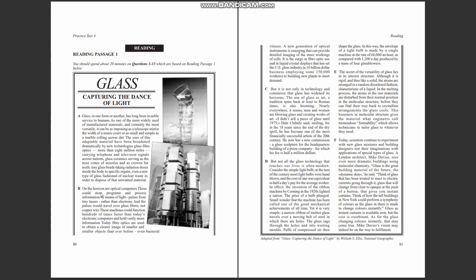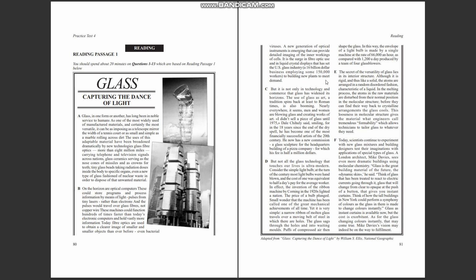So paragraph B says, on the horizon are optical computers. These could store programs and process information by means of light pulses, tiny lasers rather than electrons, and the pulses would travel over glass fiber, not copper wire. These machines function hundreds of times faster than today's electronic computers and hold vast information. Today fiber optics are used to obtain clearer images of smaller and smaller objects, even bacterial viruses. A new generation of optical instruments is emerging that can provide detailed imaging of the inner workings of a cell. It is this surge in fiber optic use and liquid crystal displays that set the US glass industry to building new plants to meet demand.